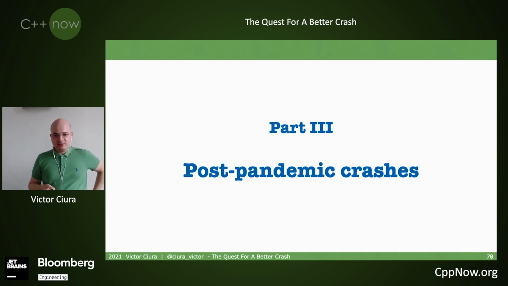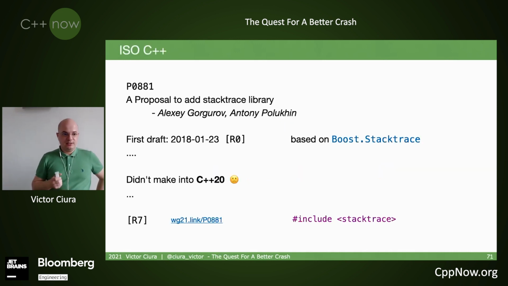And the last bit is about how it might handle crashes beyond C++20. So there is a proposal. It's quite old. From what I gather, it's from early 2018, and it's based on Boost StackTrace. So this would be P881. Right now, I think it's in draft 7 or 8. Unfortunately, although it's very old, it didn't make it in C++20 in time.